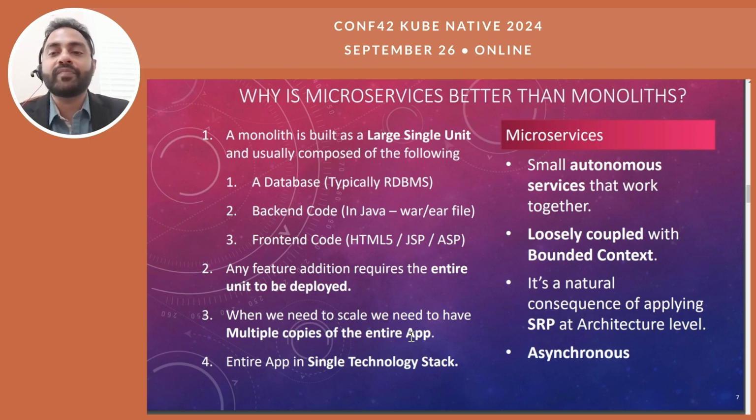Now, why is microservice better than monoliths? As we discussed in one of the previous slides, monolith architecture is built as a large single unit. It has an RDBMS, which we call the database. Then it has the backend code, which could be in Java or any other language. And then we have the front-end code like HTML, JSP, and ASP. These features additionally require the entire unit to be deployed. This is the dependency which we were talking about. When we need to scale, we have to have multiple copies of the entire application. On the other hand, microservices are small autonomous services that work together. They are loosely coupled with bounded context, and it is a natural consequence of applying SRP at the architecture level.